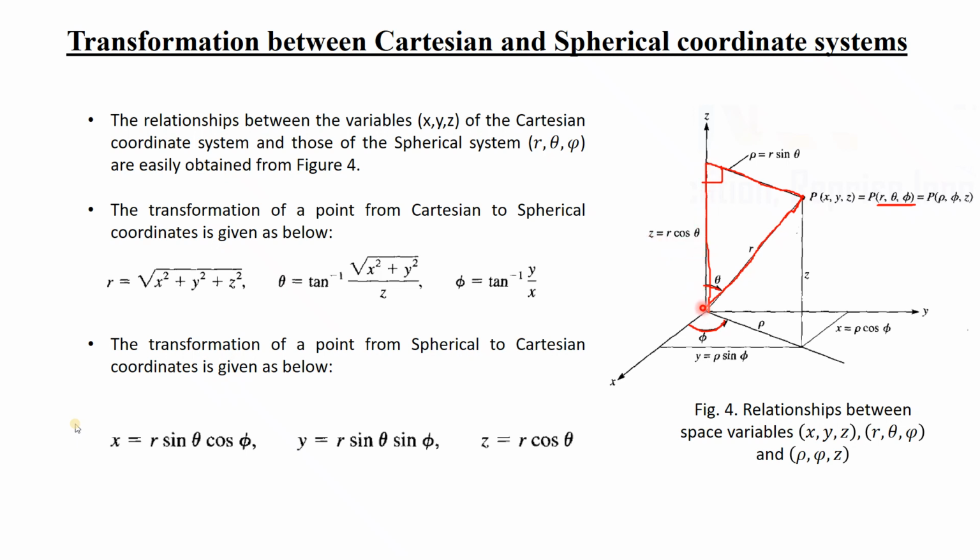So r cos theta is nothing but the height z. That means z is equal to r cos theta. Okay, z is equal to r cos theta.